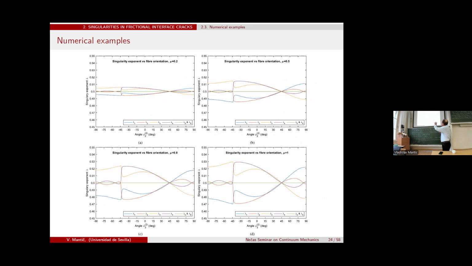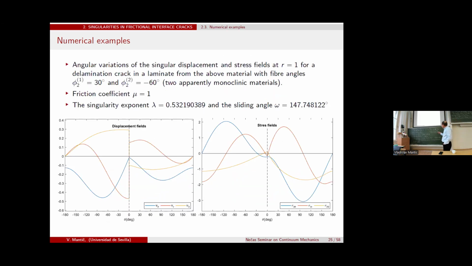Here you can see the effect of the friction coefficient on the singularity exponent lambda for mu equal to 0.2, 0.5, 0.8, and 1. So we see that if we increase the friction coefficient, the variations of the singularity exponent are increasing, but the shape is the same. The amplitude of this variation is increasing with the value of the friction coefficient.